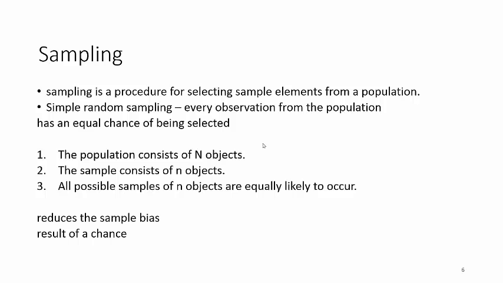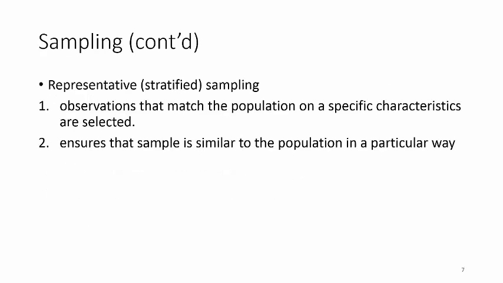So it could reduce the sample selection bias, but it is still a result of chance, which means what you choose may not represent the population very well. And there is another way of sampling called representative sampling or stratified sampling. Using this method, the observations selected are very similar to the whole population. A representative sample should be an unbiased indication of what the population is like.